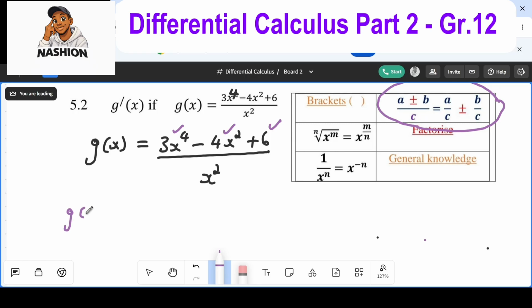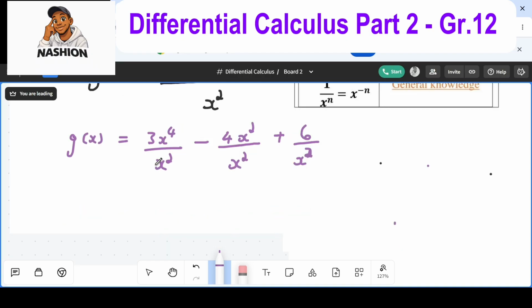So we write g of x is equal to, let's see, this x squared, firstly, it belongs to 3x to the power 4. So we write 3x to the power 4 over x squared. This x squared also belongs to negative 4x squared. So we write negative 4x squared over x squared plus 6 also deserves this x squared. So we have 6 over x squared. So x squared is still at the denominator.